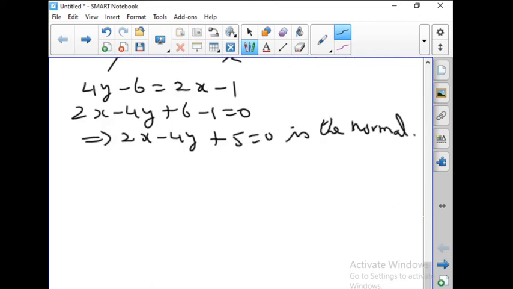Okay, there is another way of doing it also. In that way also, if you want, you can do it. Because a normal is perpendicular to the tangent, you can write the perpendicular form of the equation, and then you can find the value for k. Likewise. Okay. Now question number 6. Sixth question.